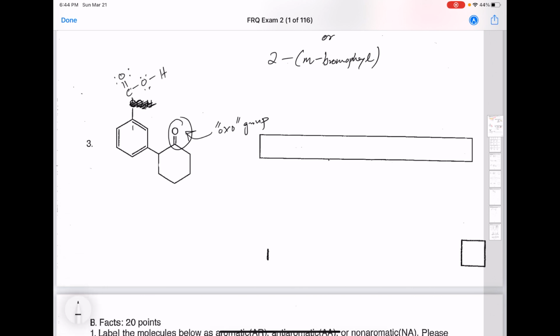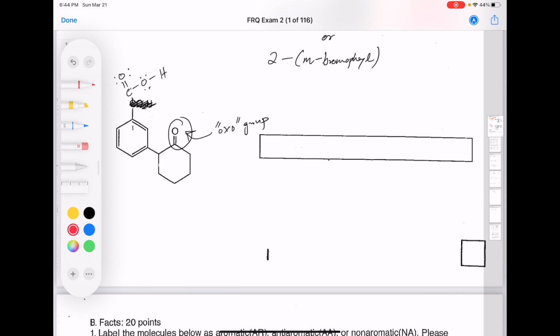Now that we have the parent chain decided, let's do our numbering. We start from the highest priority group, and now that we're counting, we want to reduce the substituent number of this entire ring, which is attached to the benzene ring. So we go in the clockwise direction when we're counting. Let's also quickly figure out the numbering of the ring. We start from the carbon that's directly attached to the parent chain, and then we count in the clockwise direction so we can get the lowest substituent number for the oxo group, namely 2.